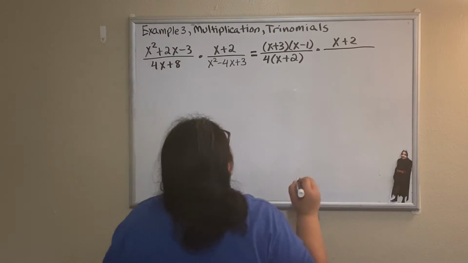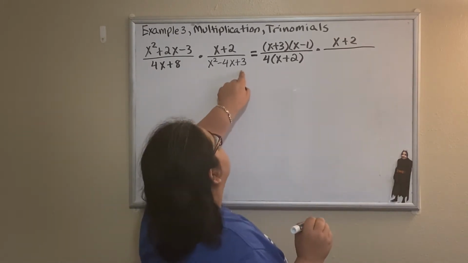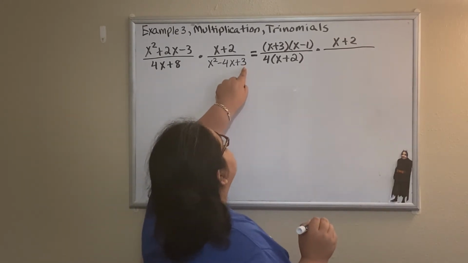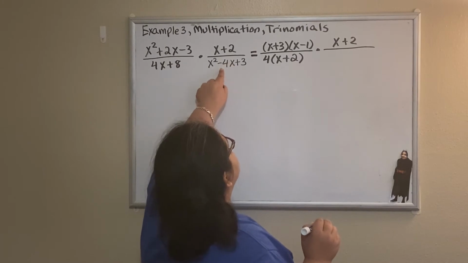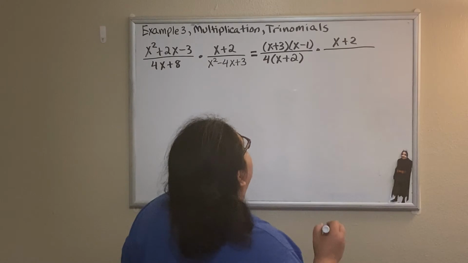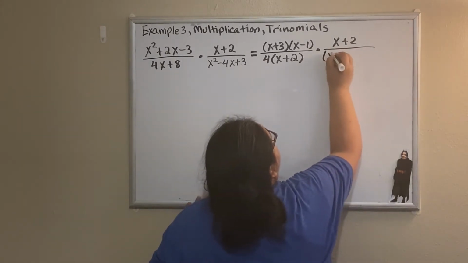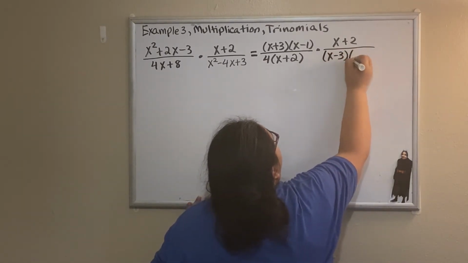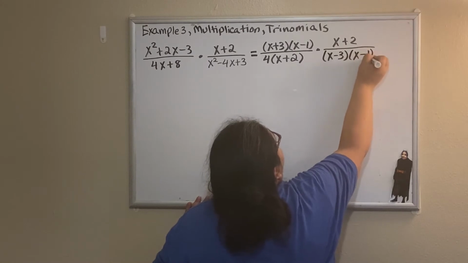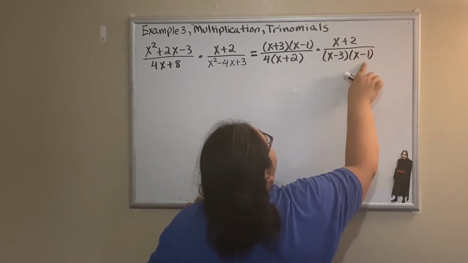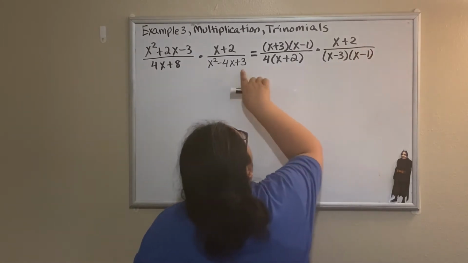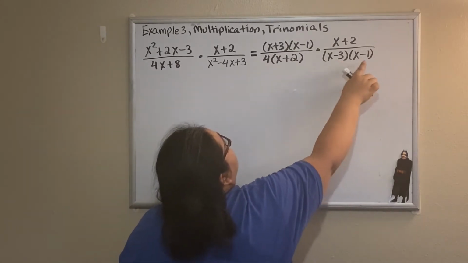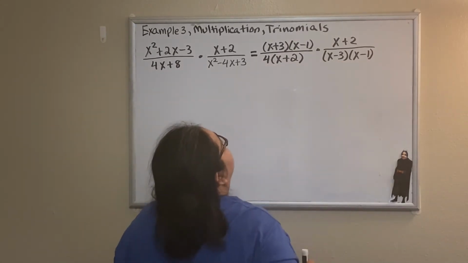Now in the denominator, once again, I have a trinomial, so I need to check what multiplies to give me 3 but adds to give me -4. Well, that would be -3 times -1. So my factors are going to be x minus 3 times x minus 1. Here's my -3 and my -1. -3 times -1 is a +3, and -3 plus -1 is a -4.